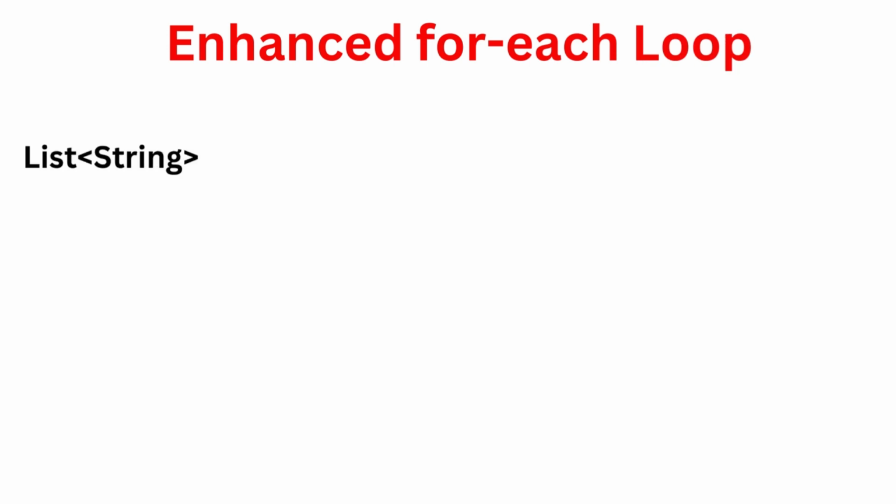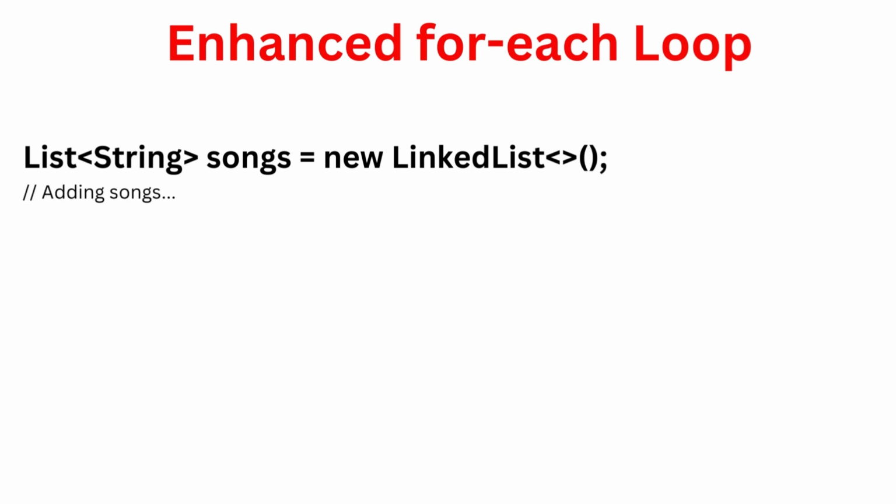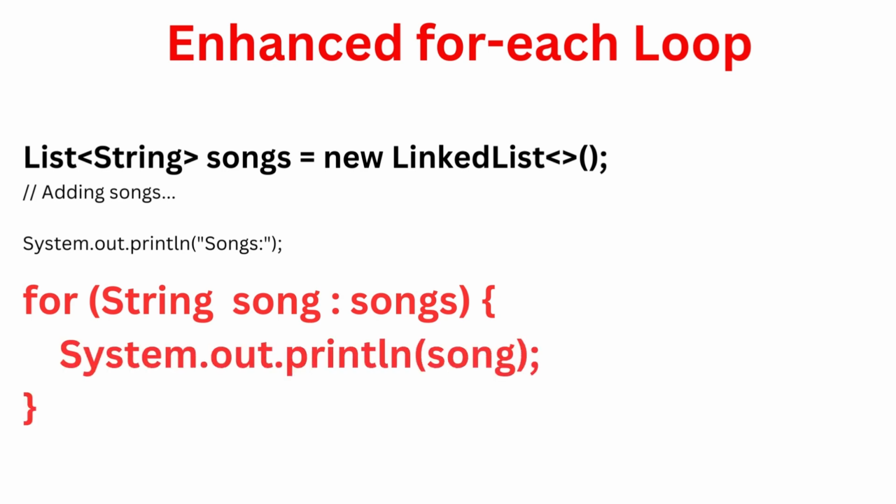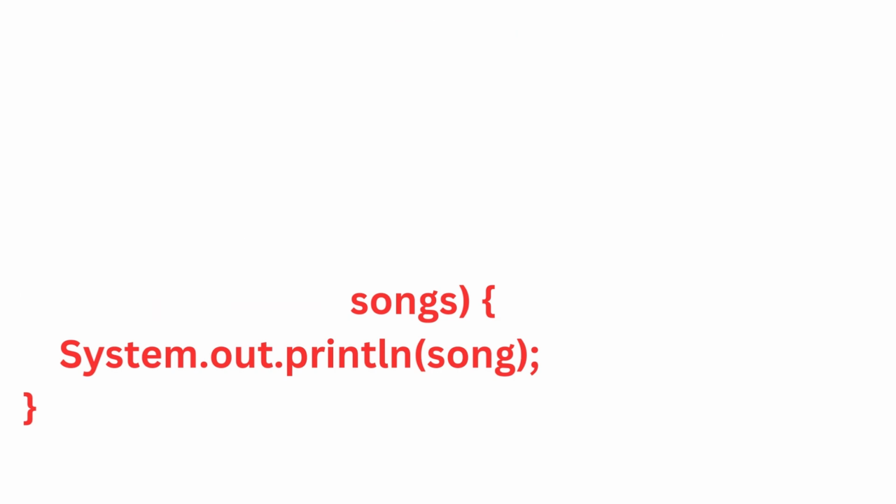Enhanced for-each loop. So I am declaring a list of String type and the name of the list is songs, and it refers to a LinkedList. I add some songs with songs.add. First is String, the type of the list, then a variable name, then a colon, then songs, our list name. You can use this method also for iterating each element in our list. So first declare the type, then the variable name, then a colon, and after that the list name. You can use this way for the enhanced for loop.